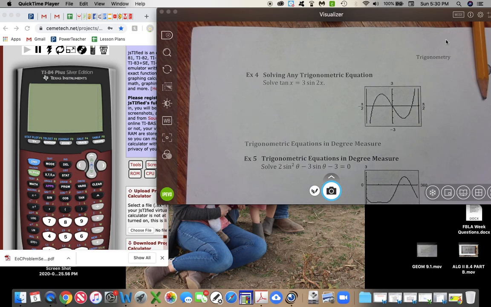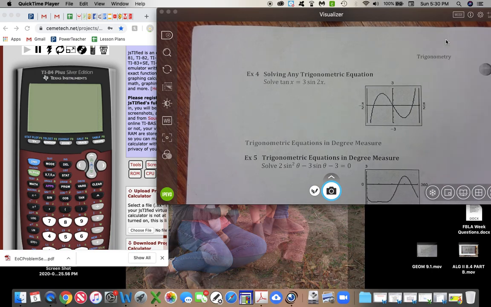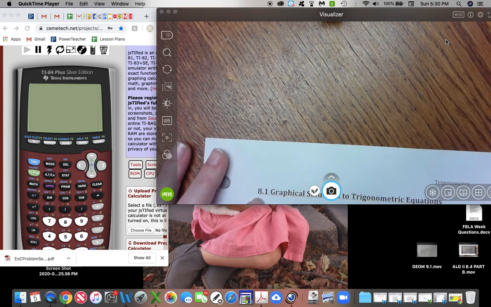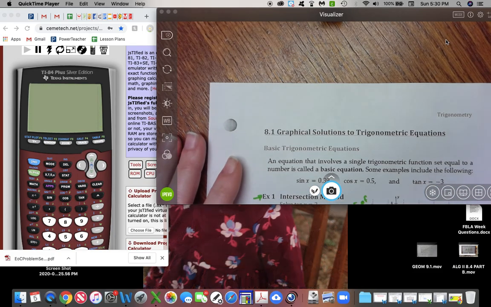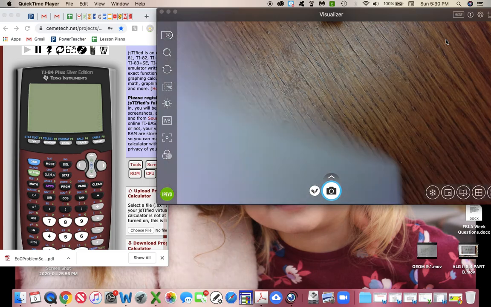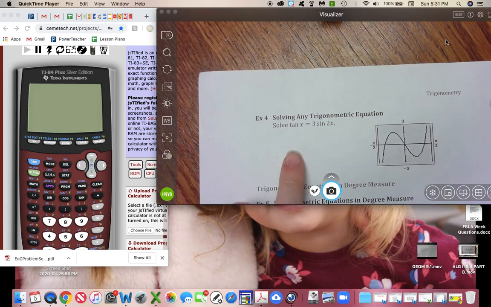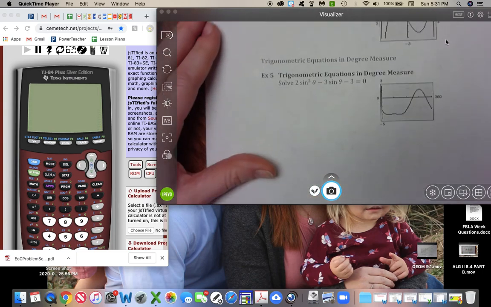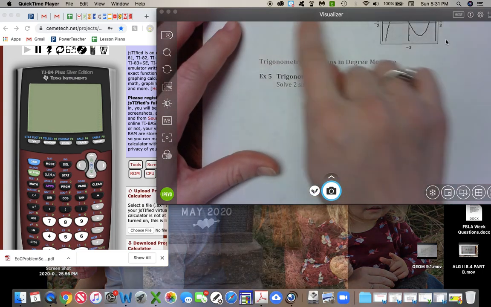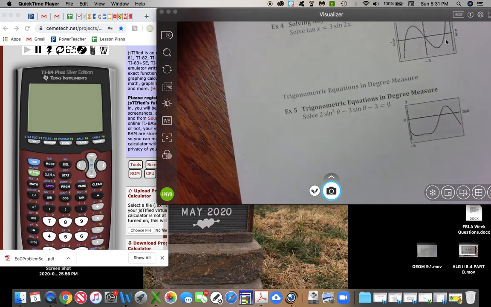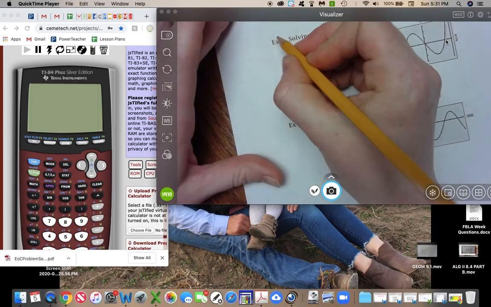Okay, Trig Kids, this is the second half of section 8.1, where we are graphing trig functions using a graphing calculator, trying to find the solution based upon that. So in example 4, we only have 2 examples left. Example 4, they don't tell us which method to use, the x-intercept method or the intersection method. So I'm going to go ahead and do this one using the x-intercept method.